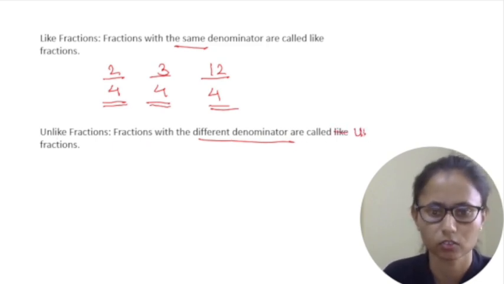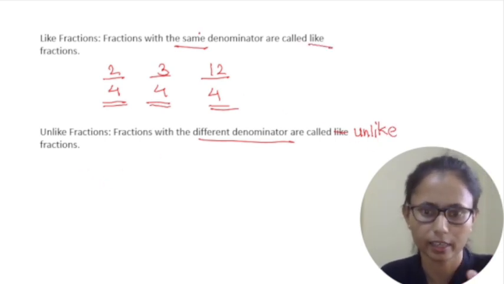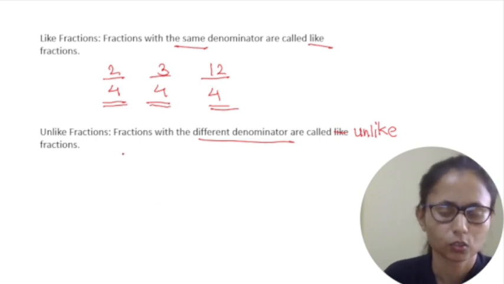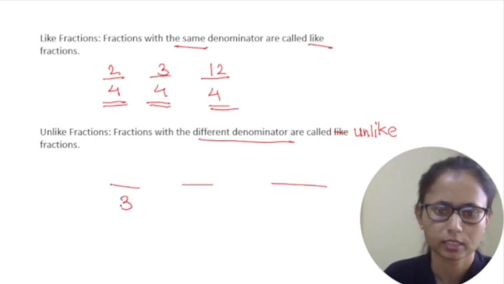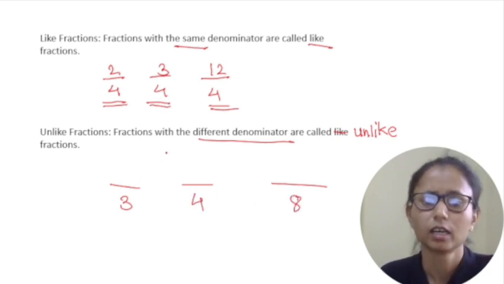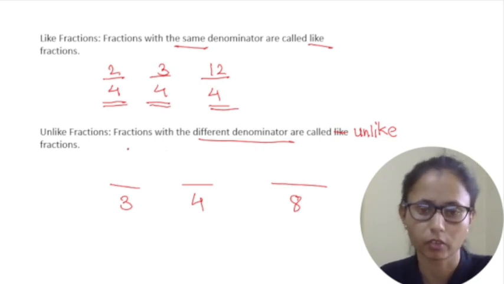Okay, you can change this one. Unlike fractions. Okay, there is a change. Here like, here unlike, same becomes different. So what can we do? Just take denominators. Let's take 3, 4 or 8 we can take. We need not check the numerator, it can be the same or different.